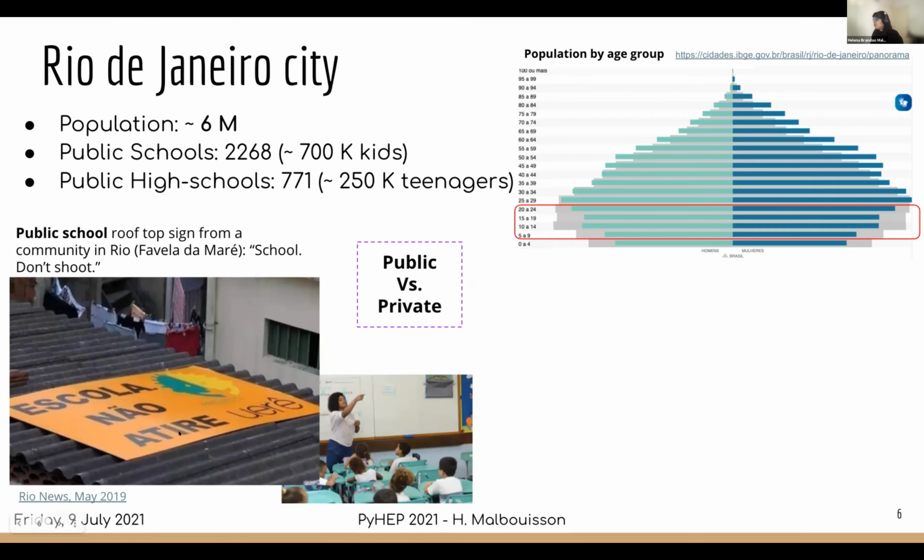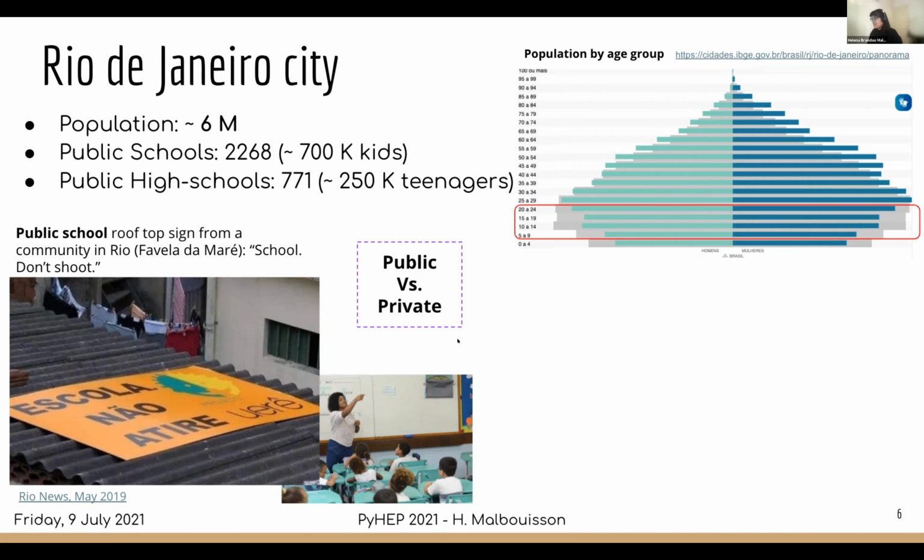So this is the rooftop of a public school in a community in Rio, Favela da Maré. And this sign is saying, "School, please don't shoot." And it happened in 2019, but it happens every now and then, unfortunately, when there are police operations in these communities, and the police arrive in helicopters shooting in the communities. And here is a classroom of a public school, not particularly this one, but just to have an idea of a classroom in the public system.